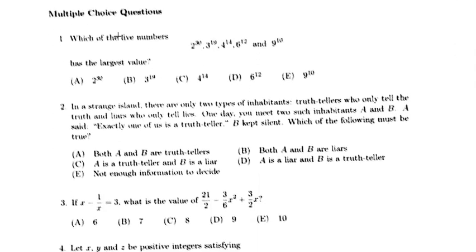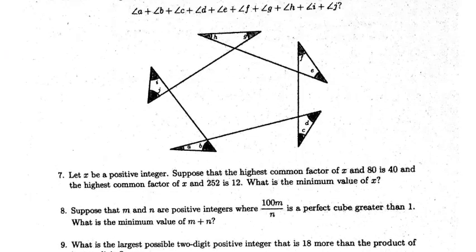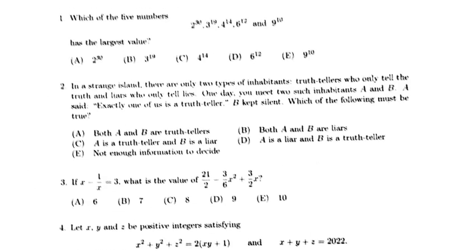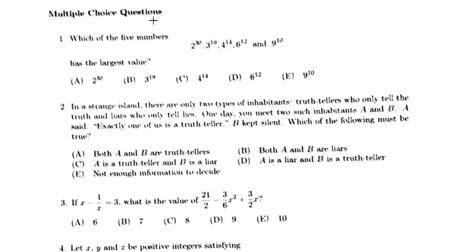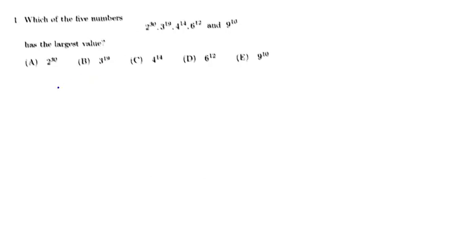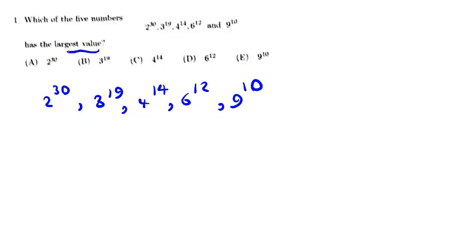Okay, first problem. Because the quality is low from the second page, it will be better here, as the quality is a little low. It has one resource I've downloaded, but I read from the problems to understand it completely. Which of these 5 numbers: 2 to the power of 30, 3 to the power of 90, 4 to the power of 14, 6 to the power of 12, 9 to the power of 10, has the largest value?